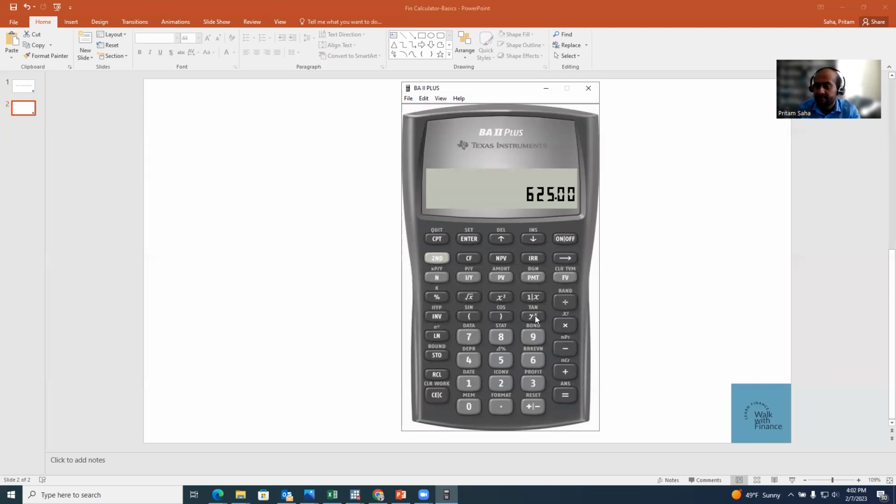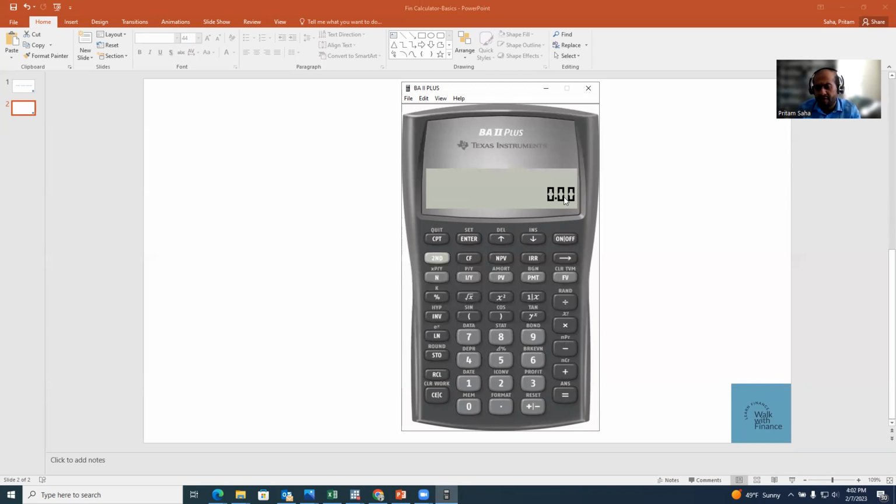I think I already showed natural log and exponent. This is the number pad, 1 to 9. Mathematical operators. This NPR, NCR is permutation and combination. If you take a statistics class, this is going to be helpful for you. And then we have talked about clear work. We talked about memory. This is formatting.